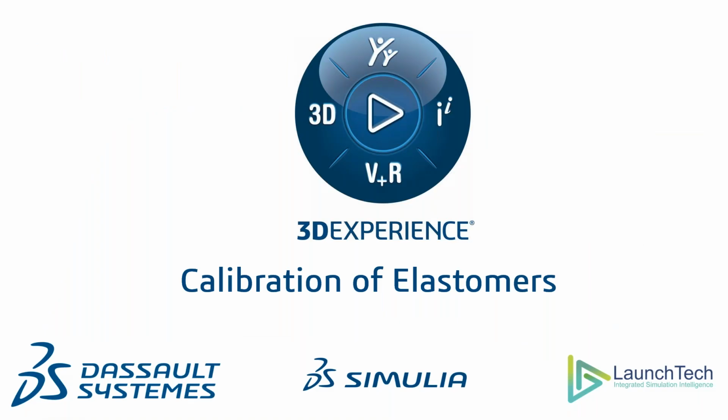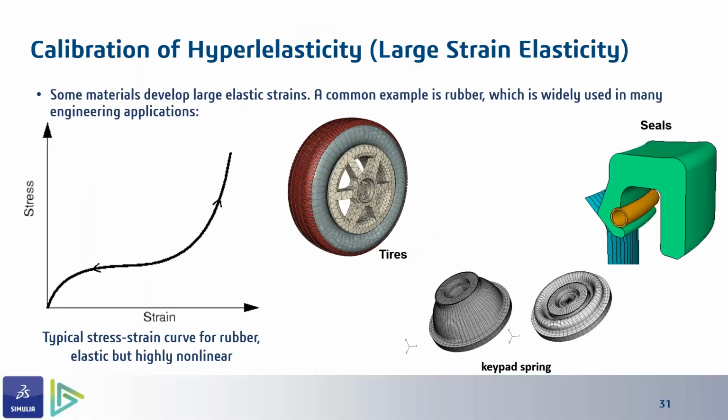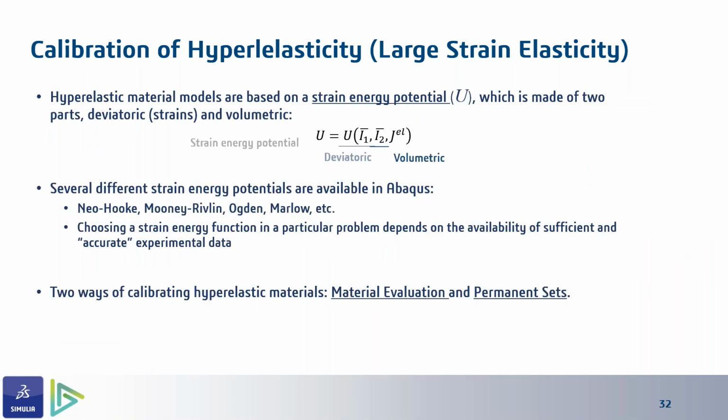Now let's move on towards elastomers. So what really are elastomers or hyperelastic materials? They are basically materials that develop large elastic strains. For example, you can think about your rubber tires or your keypad springs and seals. Hyperelastic materials are based on an equation which focuses on strain energy potentials. I don't want to go into detail on them, but they're divided into two parts: the deviatoric and volumetric strain potentials.